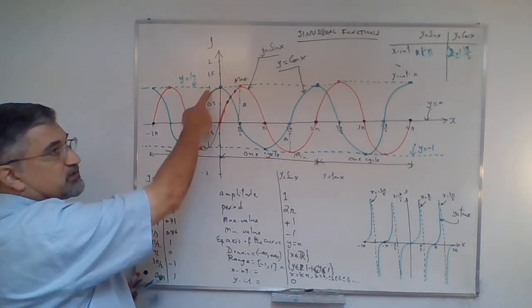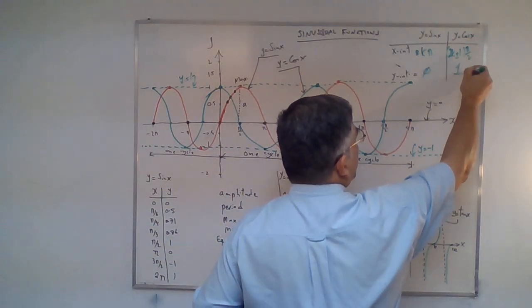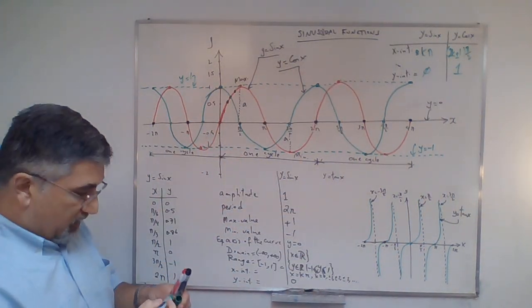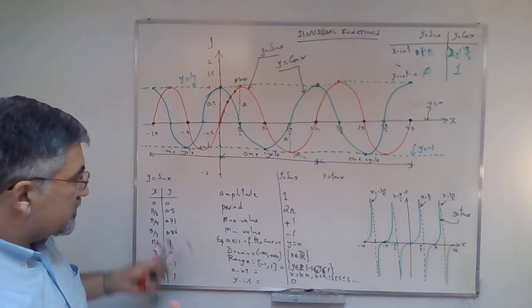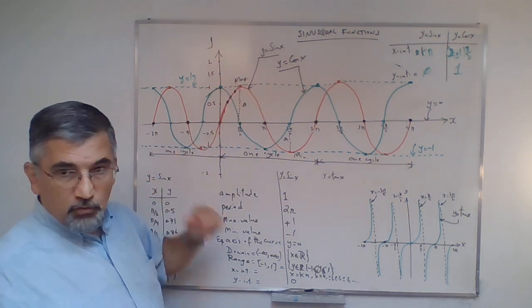The y-intercept for the cosine is of course 1. So for sine it equals 0, but for cosine it is 1. It's right there, you see that. I think these are all the properties of sinusoidal functions, sine and cosine.